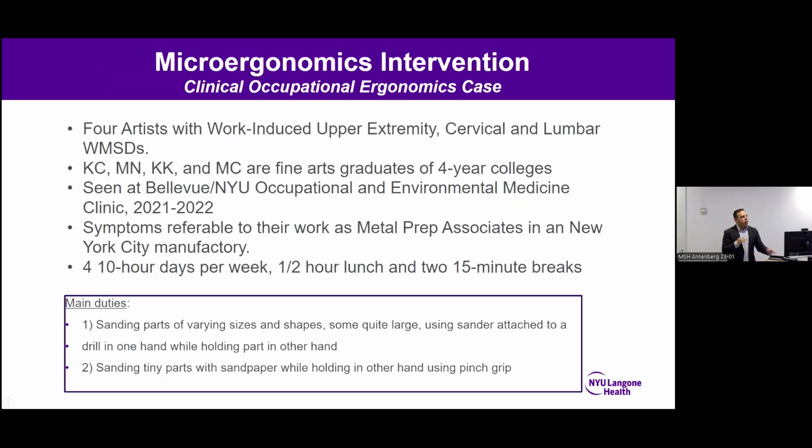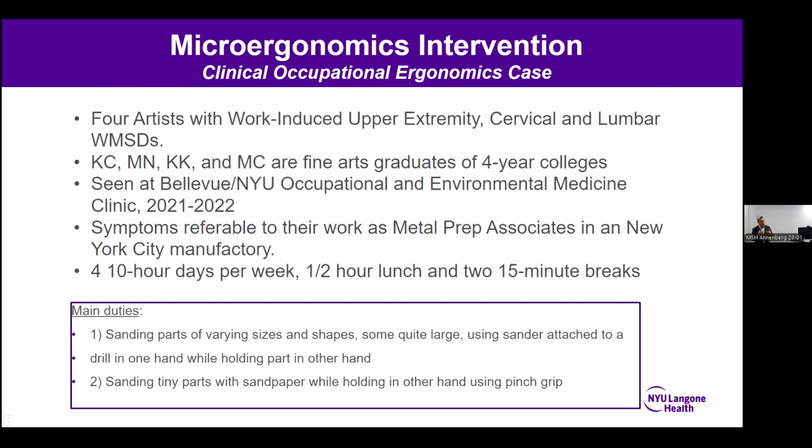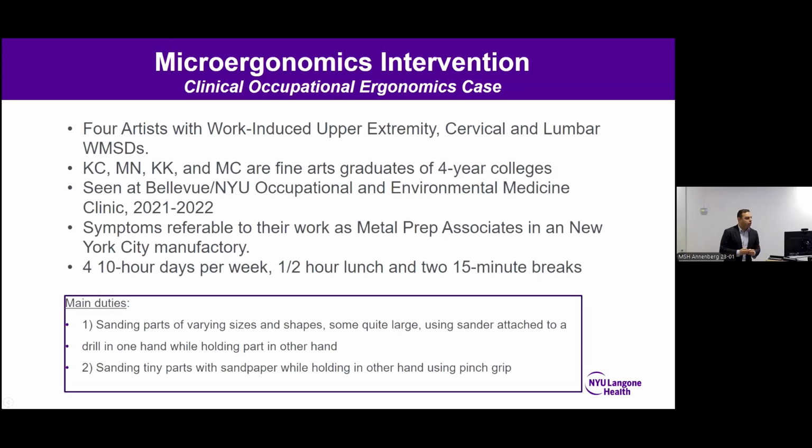Okay, so now let's go into a more microergonomic intervention. I'm going to present the case. These were 4 artists, with work-related upper extremity issues, cervical issues, and lumbar musculoskeletal issues that came into our clinics. They were well educated, with specific knowledge as artists. It was an artisan type of job, so they were very well trained. They were called metal prep associates, in New York City manufacturing. They worked 10 hours per day, only half an hour of lunch and 50 minutes of break.